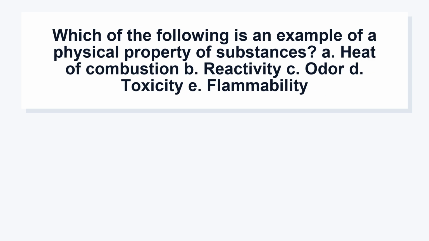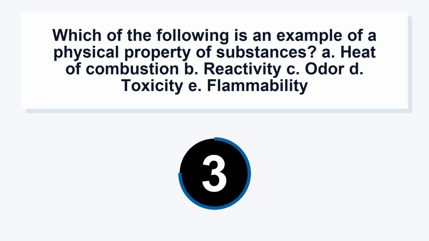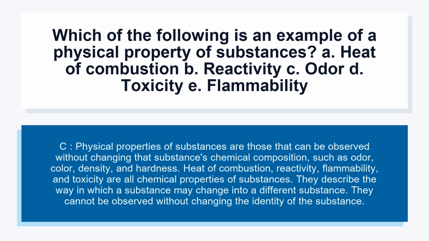Which of the following is an example of a physical property of substances? A. Heat of combustion. B. Reactivity. C. Odor. D. Toxicity. E. Flammability. C. Physical properties of substances are those that can be observed without changing that substance's chemical composition, such as odor, color, density, and hardness. Heat of combustion, reactivity, flammability, and toxicity are all chemical properties of substances. They describe the way in which a substance may change into a different substance. They cannot be observed without changing the identity of the substance.